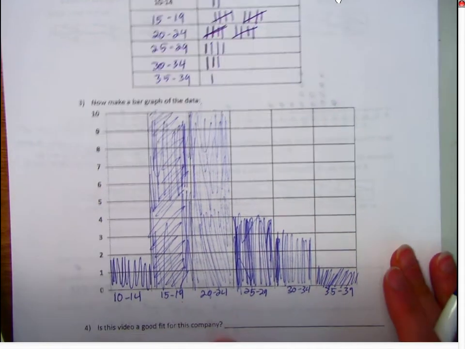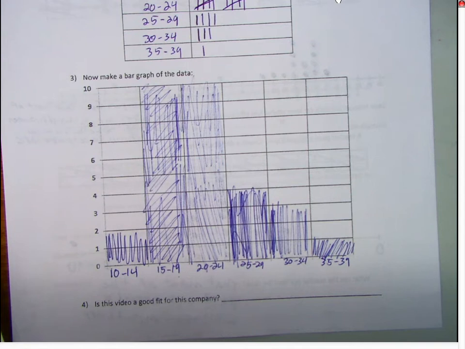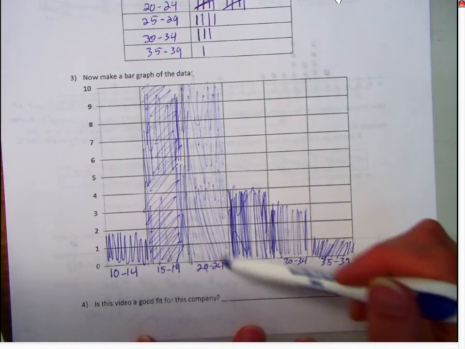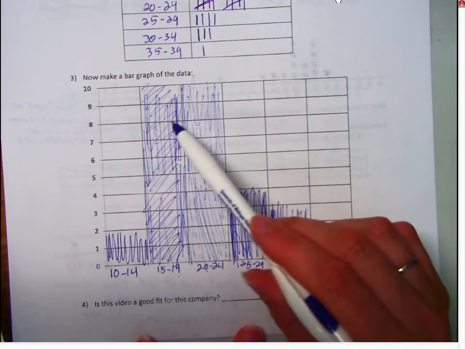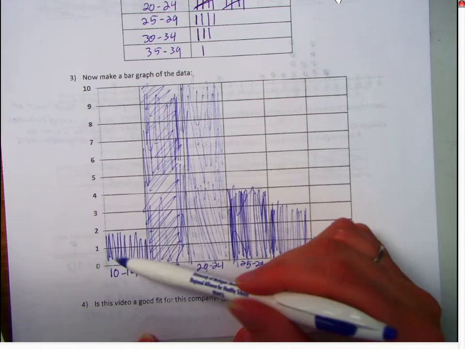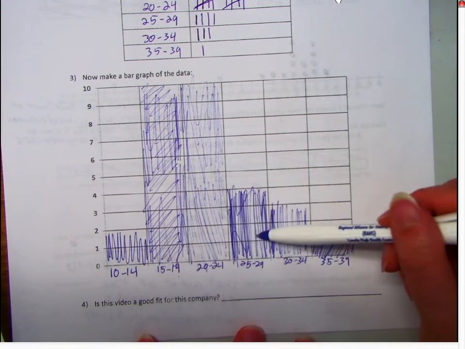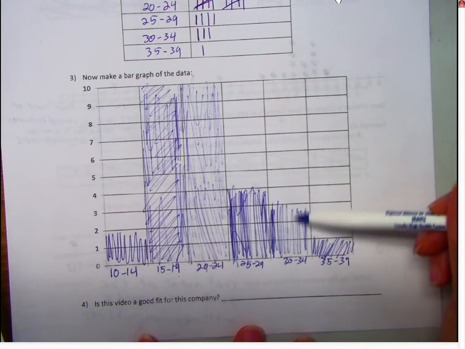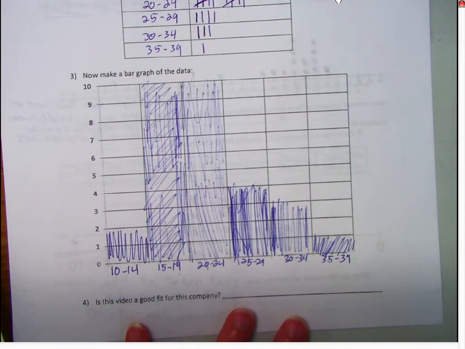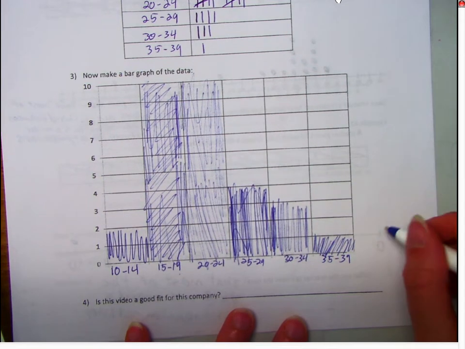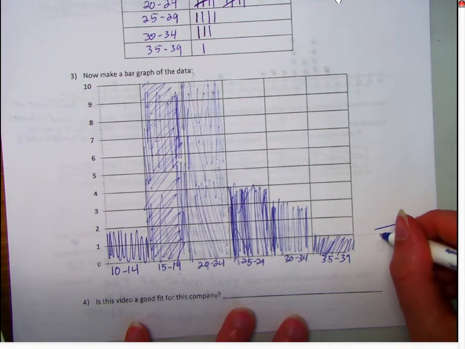Okay. So, is this video a good fit for the company? Should they put this on for 25 to 34-year-olds? No. Okay, so let's count up how many of this data we have. We have 10 and 10 makes 20, 22, 23, 24, 25, 26, 27, 28, 29, 30, right? Everybody okay with 30? Yeah.